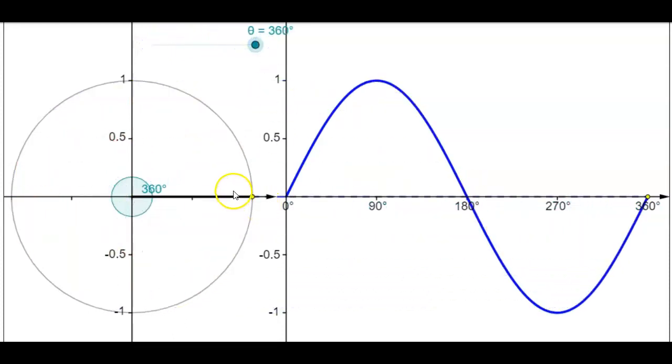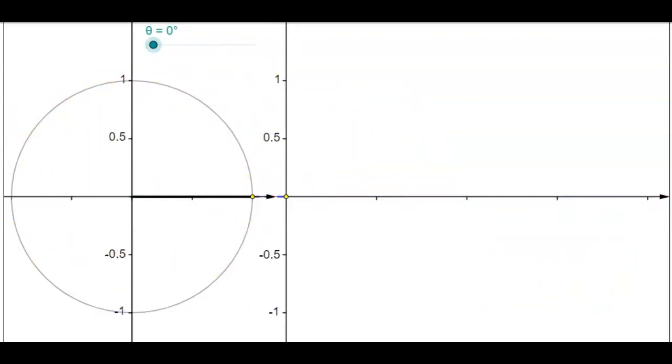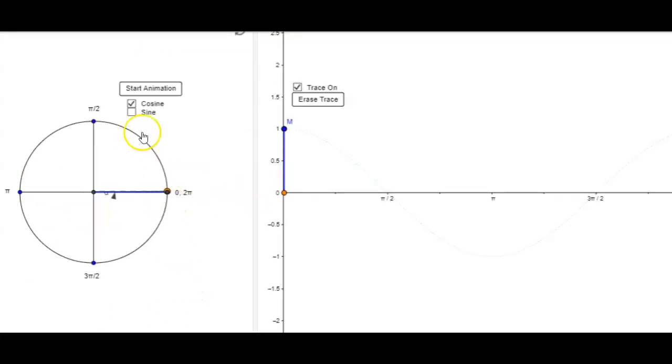So sine is modeling my height on the circle, my y value on the circle. And we know that cosine is modeling the x value. So it's kind of like, where am I left to right on the circle? So this time we're going to look at cosine as we spin around the circle.